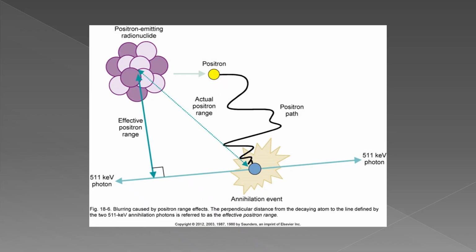So this is showing you the actual positron range. So this is the positron. It goes over here, this funky pattern, and then it annihilates with an electron. And so the actual range from the nucleus was kind of that linear line. But the effective positron range is like the average. And then you have the annihilation photons that come off of it. Since the actual range is not going to be consistent or exactly the same, that's why we use the term effective positron range.